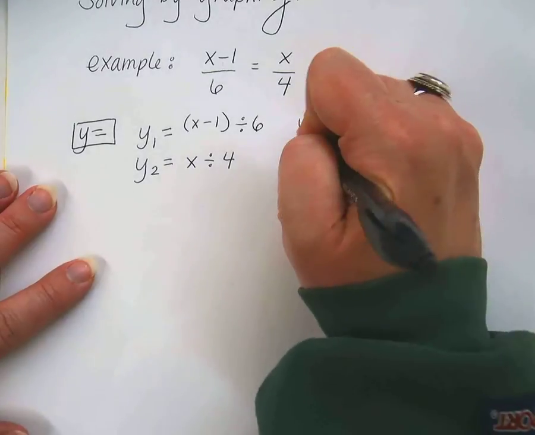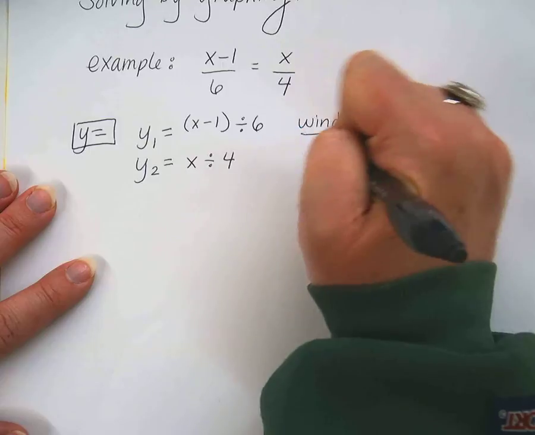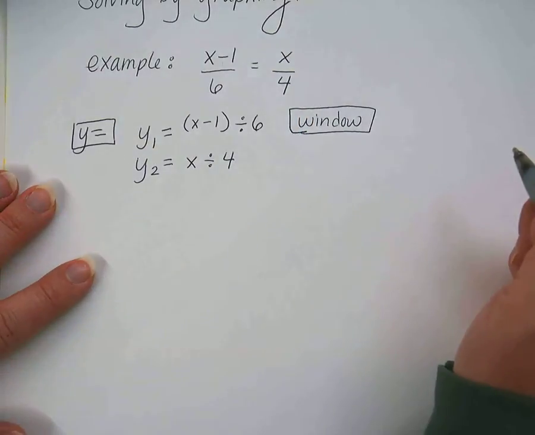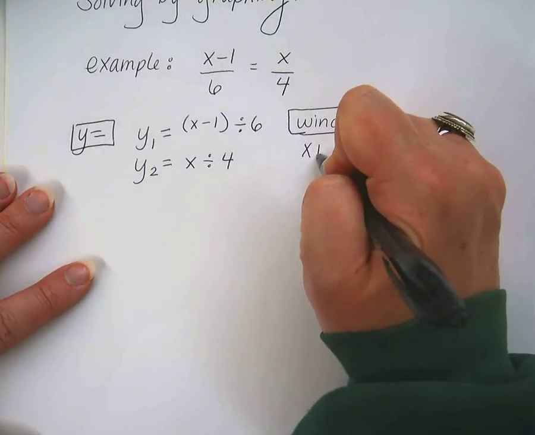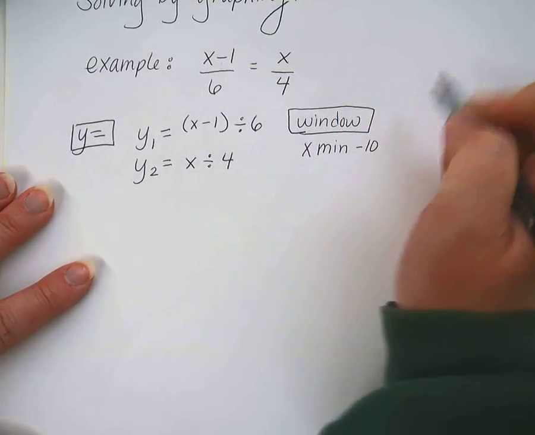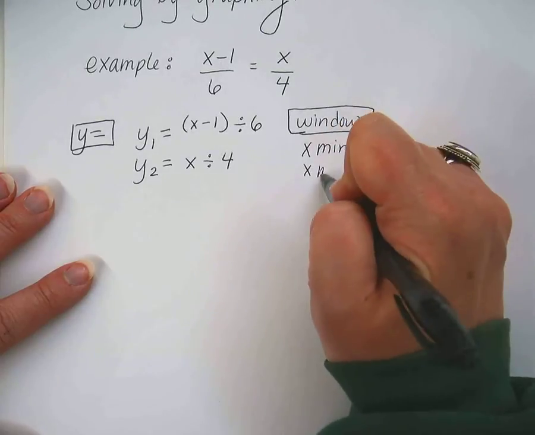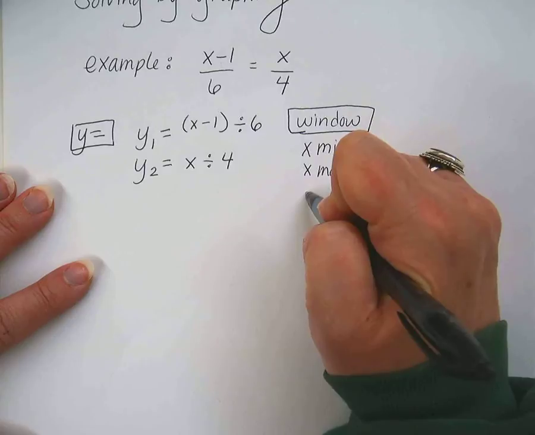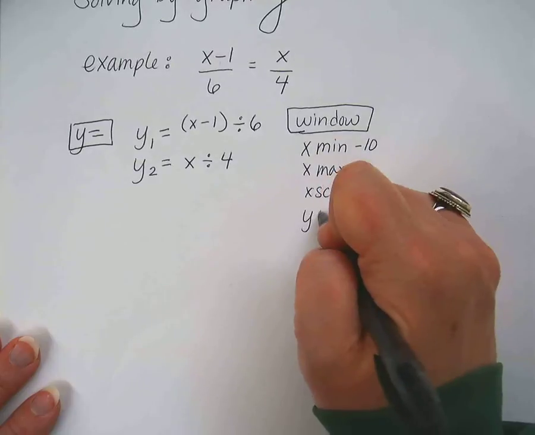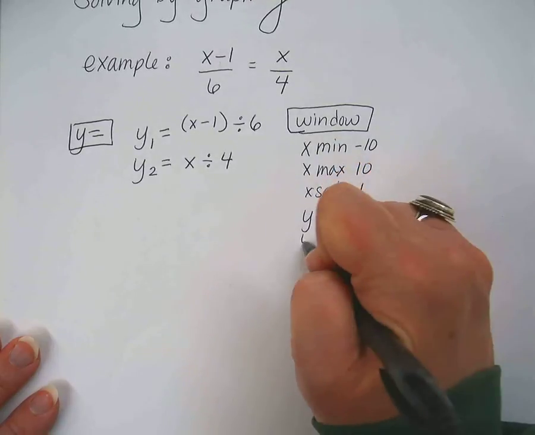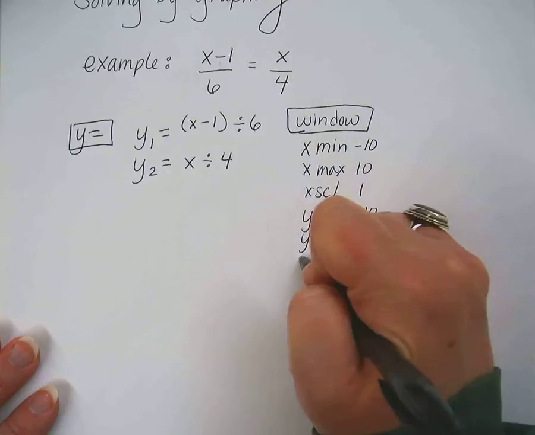Next step is to go to the window, the button that says window on it. Go to the window and make sure it's set correctly. Now, what correctly is depends on the problem you're doing. And you might not even know what it is until you graph it at least once and check it, okay? So if I were you, I would start with a standard window that starts at a lowest number of negative 10 and stops at a highest number of positive 10. And a lowest y value of negative 10 and a highest y value of positive 10.